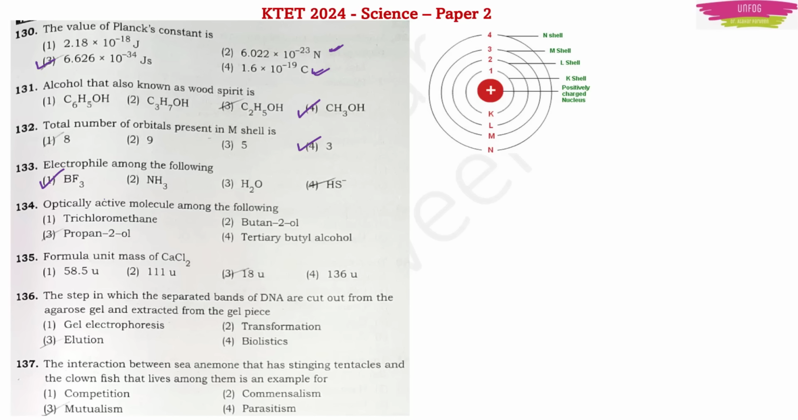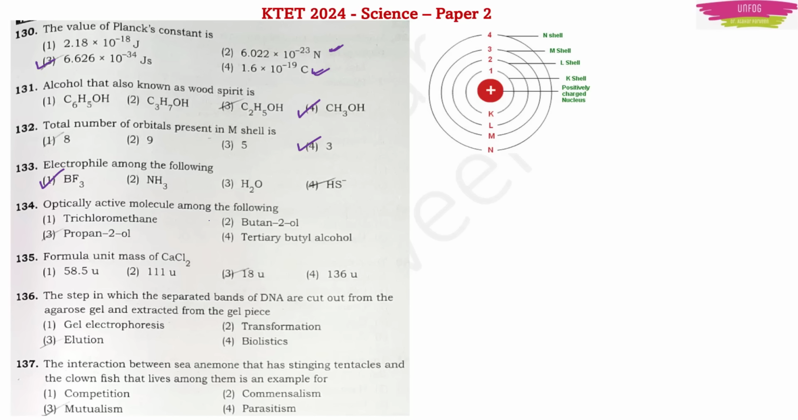Next question, 134. Optically active molecule among the following: trichloromethane, butane-2-ol, propane-2-ol, tertiary butyl alcohol. This is a little tough question, especially for PM method aspirants. CB method aspirants may feel it is easy, but not everyone will. It is a tough question as per me, because I am also a physics and maths teacher, so for me this question was tough.